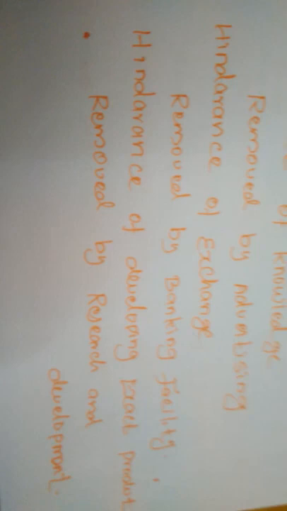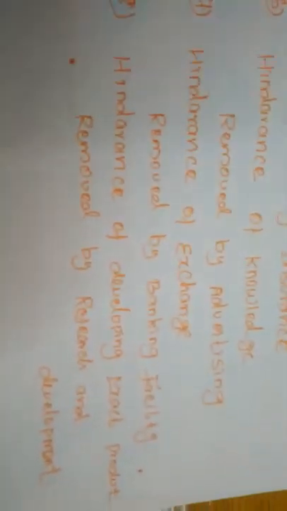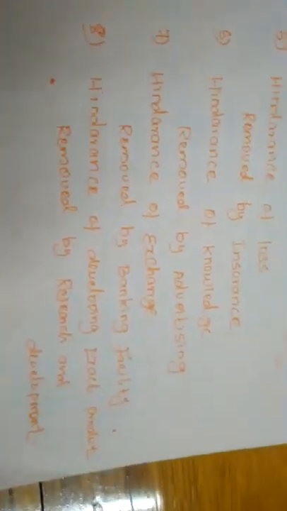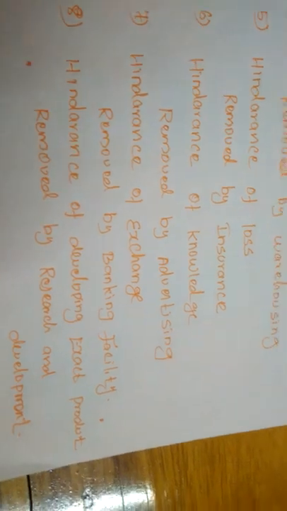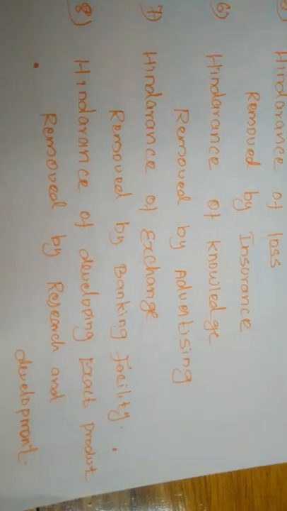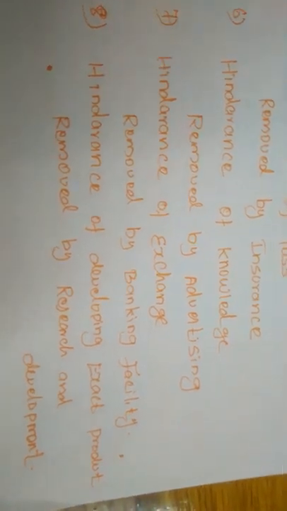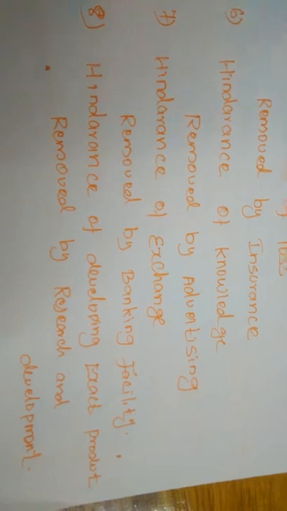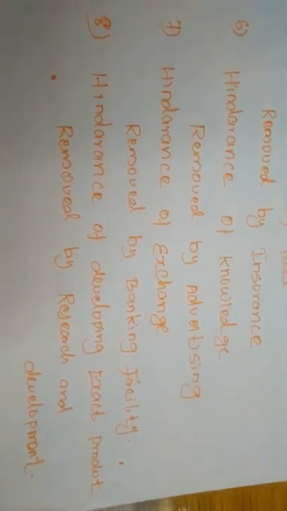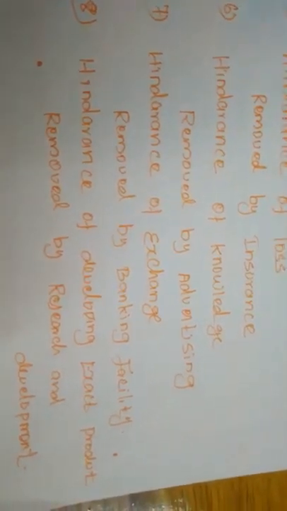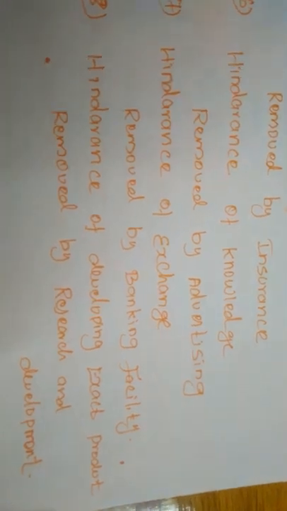Okay, next, hindrance of developing exact product. Hindrance of developing exact product means now we are producing and consuming all the products. But in the future, continuously for 10 or 20 or 30 years, we can't consume the same commodities with the same pleasure, right? So if you want to consume more and more, developing the exact product is a must.